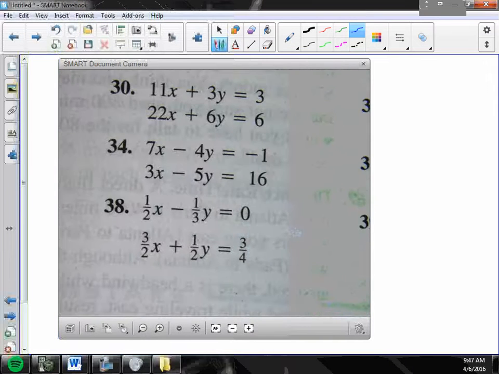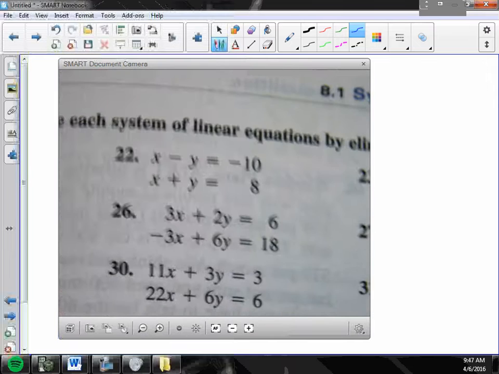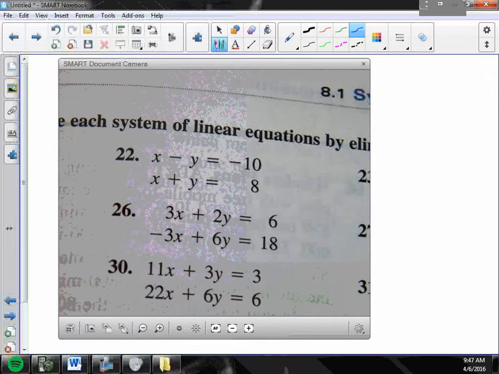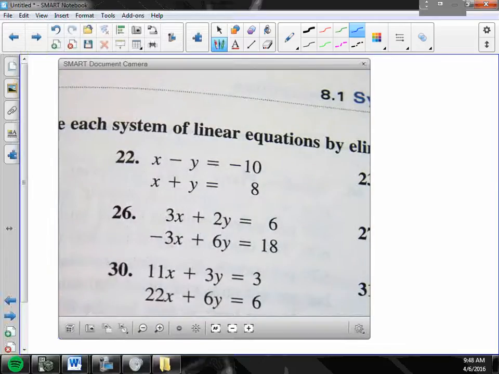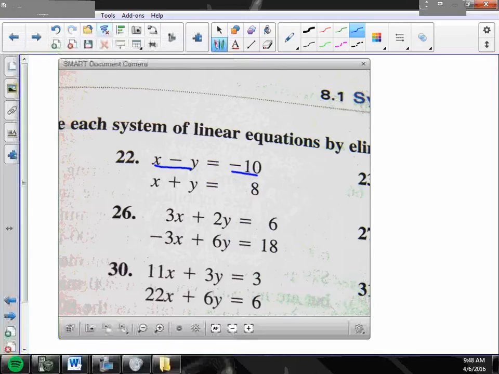Look at number 22. Now we're moving on to elimination. Elimination, when it works, is usually a lot faster than substitution. So in elimination, I have this value is equal to negative 10, and this value is equal to 8, and both of those are equal. So if I add equal weights to equal weights, I should end up with a new equation that's still equal. So I'm just going to add straight up and down.